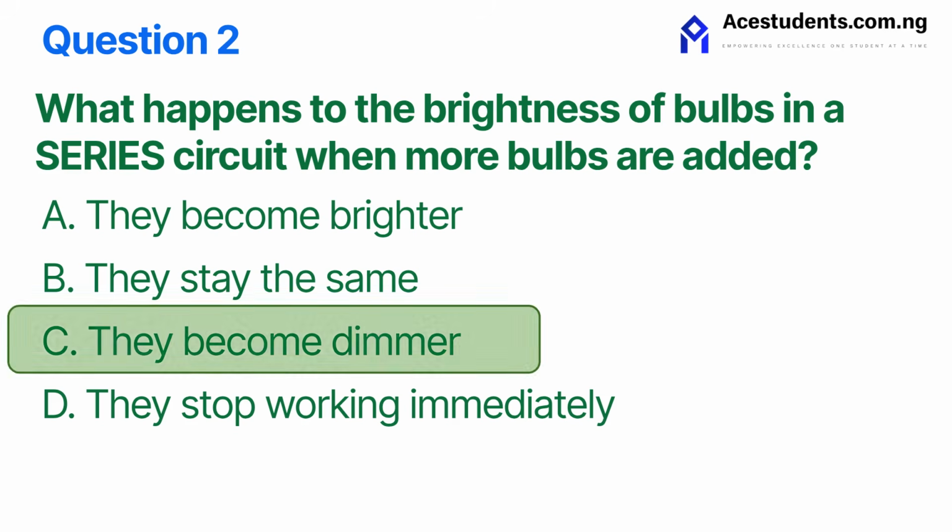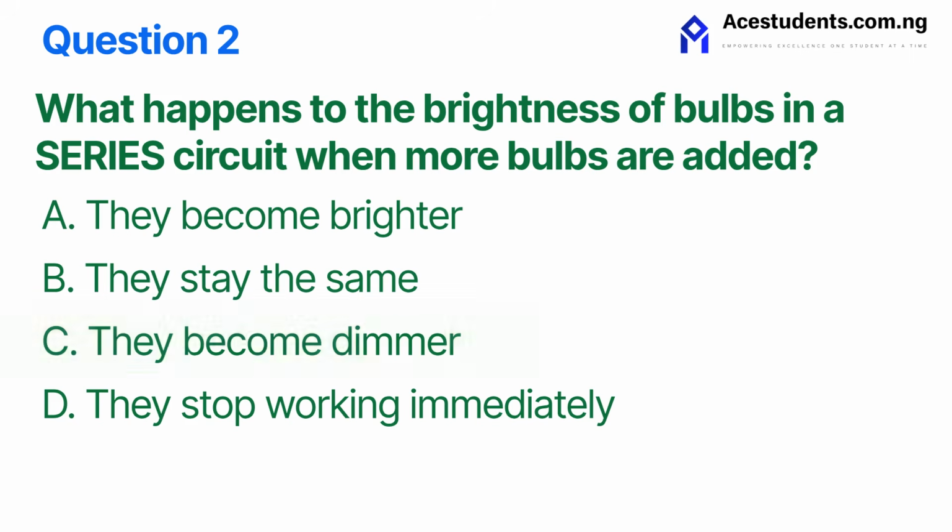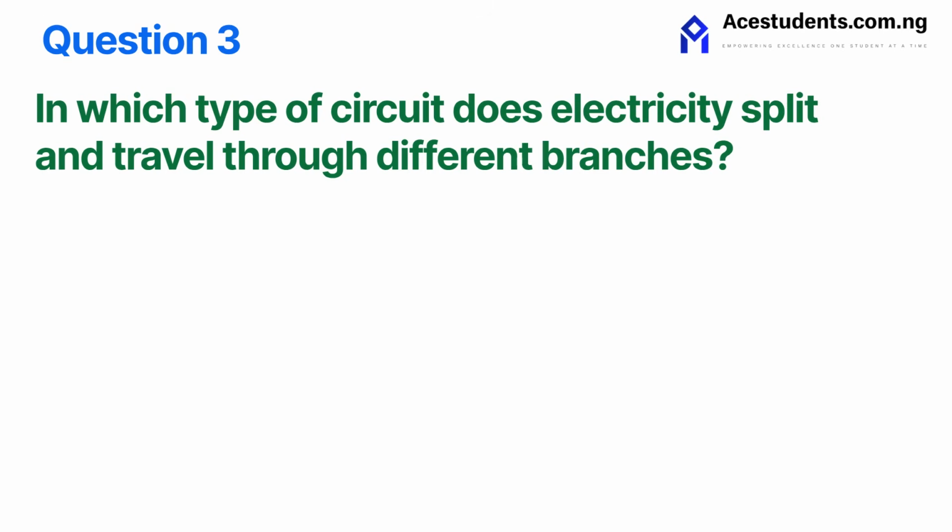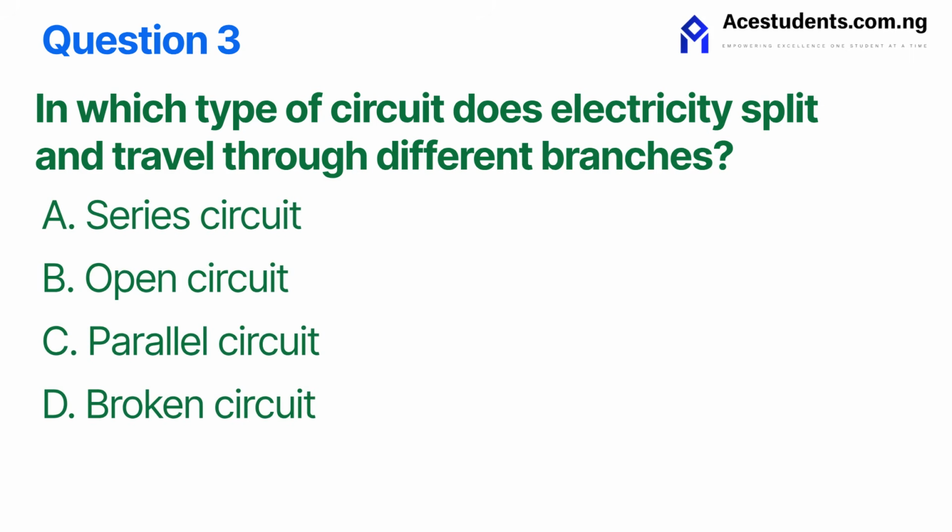The correct answer is C. Because resistance increases with each added bulb, they become dimmer. Question 3. In which type of circuit does electricity split and travel through different branches? Is it series, open, parallel, or a broken circuit?